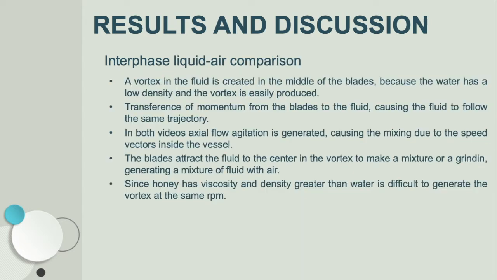Comparison. A vortex in a fluid is created in the middle of the blades because the water has a low density and the vortex is easily produced. In both videos, axial flow agitation is generated. Since honey has a viscosity and density greater than water, it's difficult to generate the vortex at the same RPM.